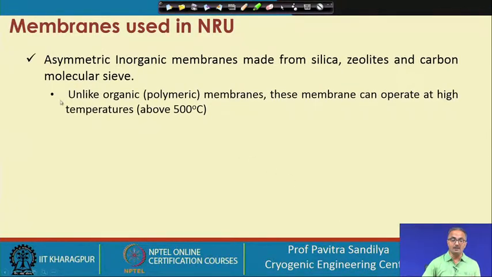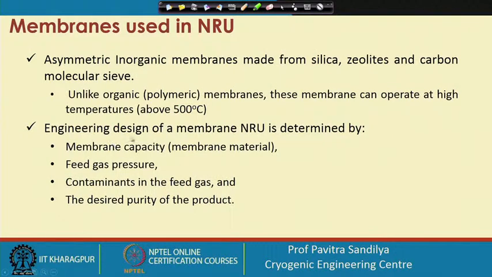Now we use asymmetric inorganic membranes made from silica, zeolites and carbon molecular sieves, and unlike organic membranes, these membranes can operate at high temperatures. So we find that organic membranes may get destroyed at high temperature, so the inorganic membranes are used. And asymmetric, as we learned earlier, means we have a very thin skin of the membrane which is supported by a quite porous and thin support. So that is an asymmetric membrane. These kinds of asymmetric membranes are used for the separation of these impurities.